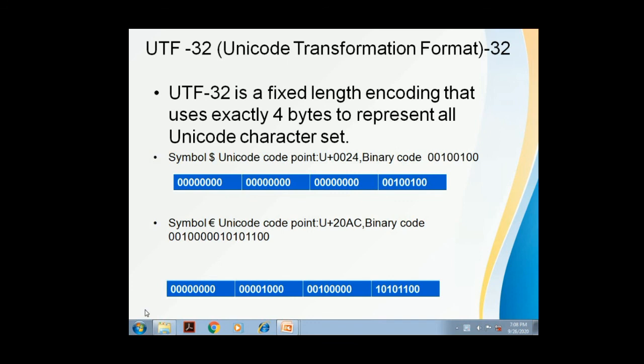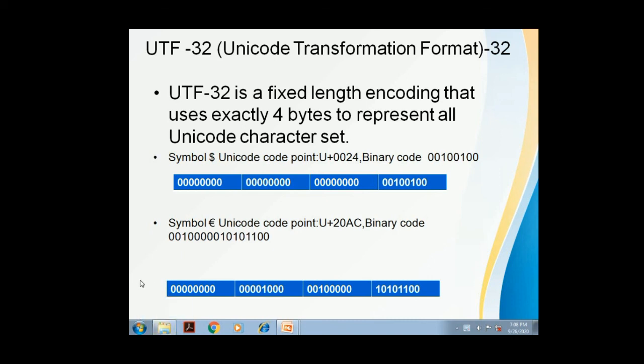For the dollar symbol, the Unicode point is U+0024. Binary representation of 0024: 2 is equal to 0010 and 4 is equal to 0100. We have to write from the right and for the rest of the places we put 0.